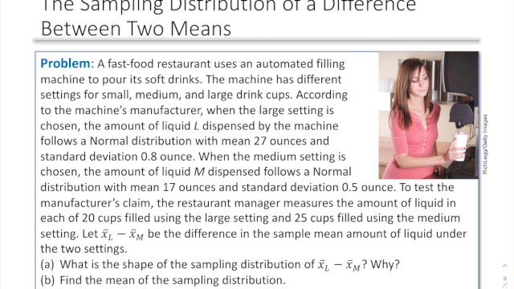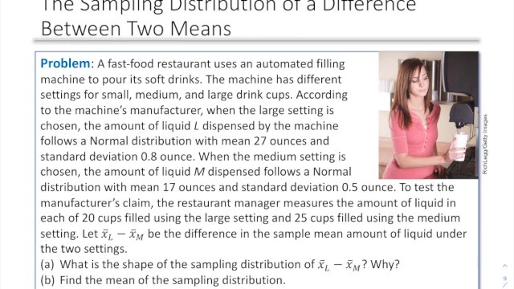A fast food restaurant uses an automated filling machine to pour its soft drinks. The machine has different settings for small, medium, and large drink cups. According to the machine's manufacturer, when the large setting is chosen, the amount of liquid L dispensed follows a normal distribution with a mean of 27 ounces and a standard deviation of 0.8 ounces. When the medium setting is chosen, the amount of liquid M dispensed follows a normal distribution with mean of 17 ounces and standard deviation of 0.5 ounces.